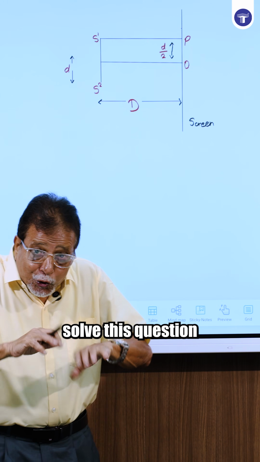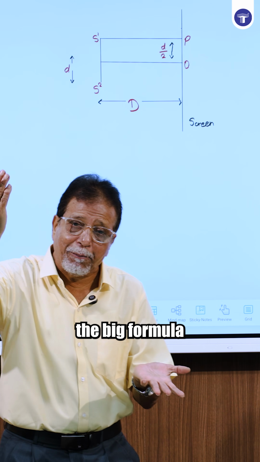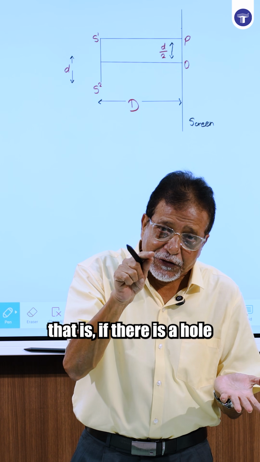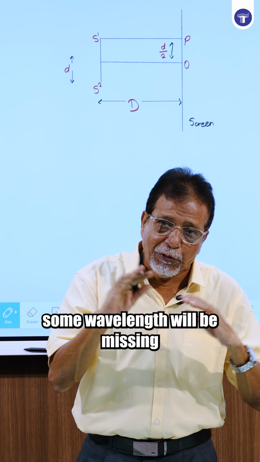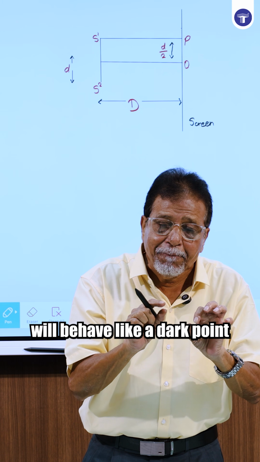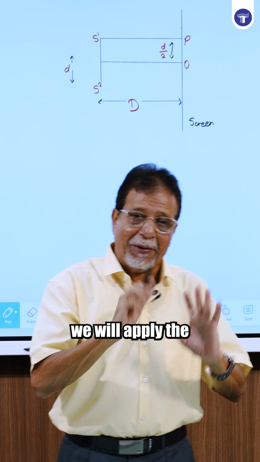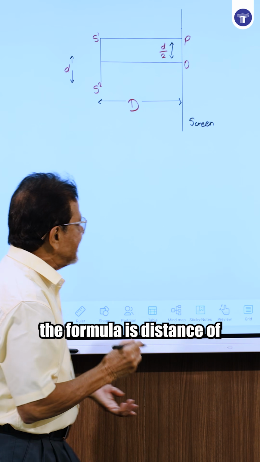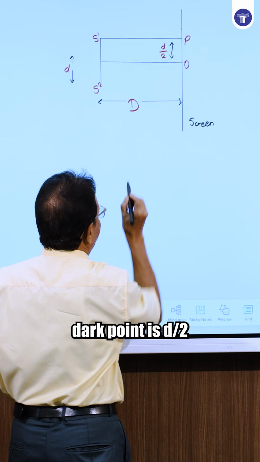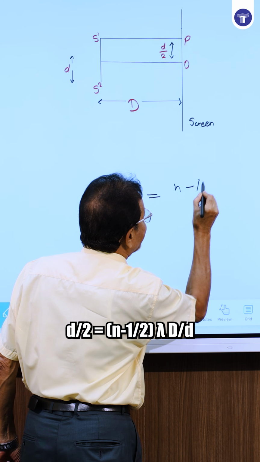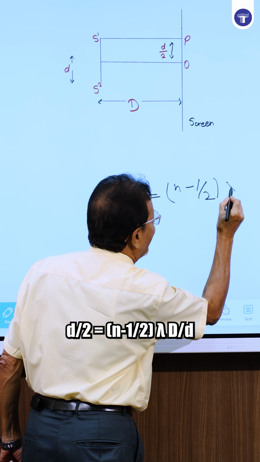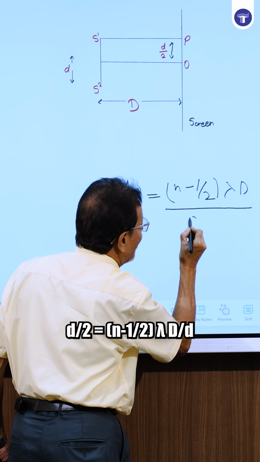If you try to solve this question, you will have to apply the big formula. That is, if there is a hole at point P, then due to the hole, some wavelength will be missing. Therefore, that hole will behave like a dark point. We will apply the formula for a dark point. The formula is: distance of dark point is d by 2, so d by 2 will be equal to (n minus half) lambda capital D upon small d.